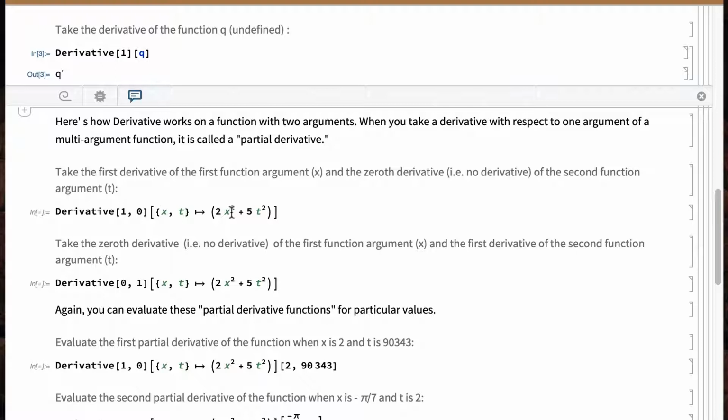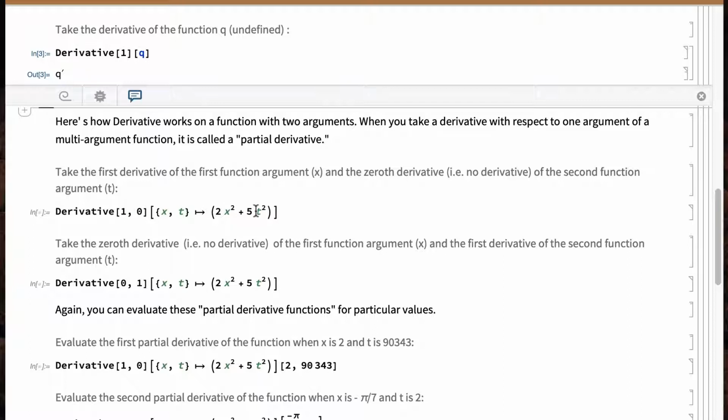Here we've got a multi-argument function. It's of x and t, and apparently it produces 2x squared plus 5t squared. What this means, 1, 0, is I want you to take the first derivative of this function with respect to its first variable, and the 0th derivative with respect to its second argument. But the 0th derivative is always just the function, so nothing's going to happen there. So you'll see what it's going to do, and maybe we can just do it by hand.